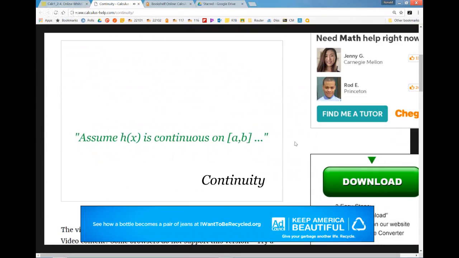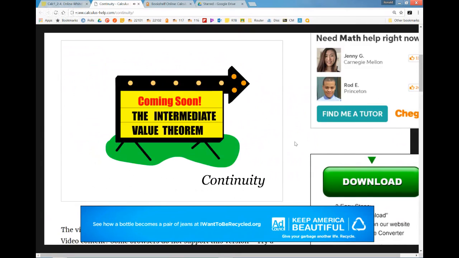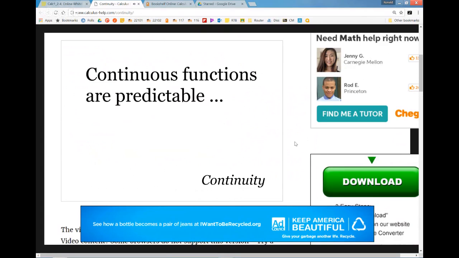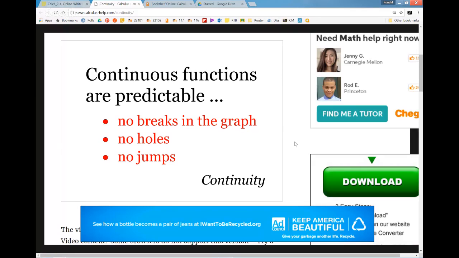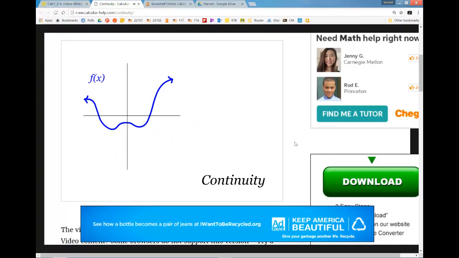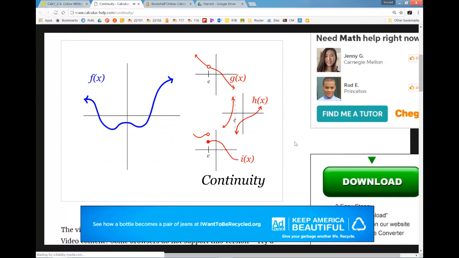For example, the intermediate value theorem, which we'll also learn in this chapter, requires that the function be continuous. Well, in theory, continuous functions are predictable functions. They have no undefined points, no breaks, no holes, no jumps in the graph. But enough talk. Let's take a look at some pretty pictures. Now this function f is continuous, but these, g, h, and i, they're not continuous. Each of them, in fact, is discontinuous for a different reason at the x value of x equals c.